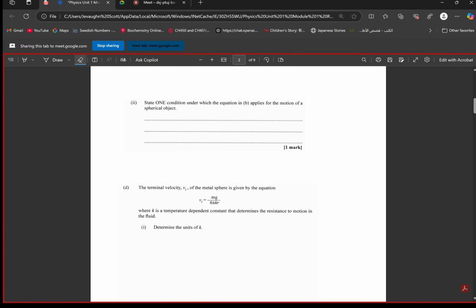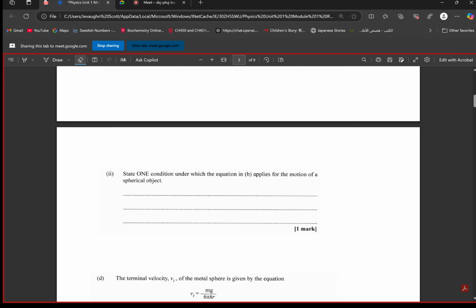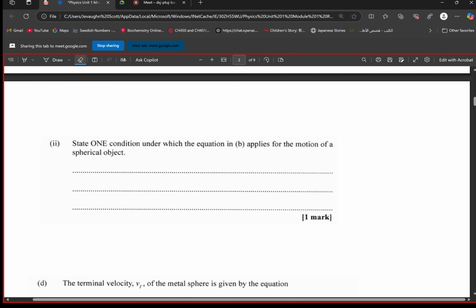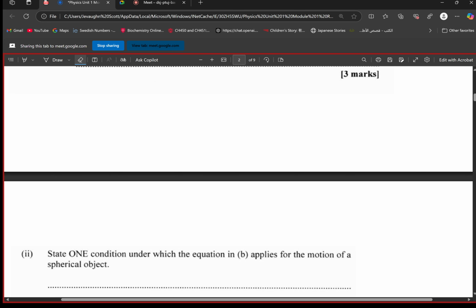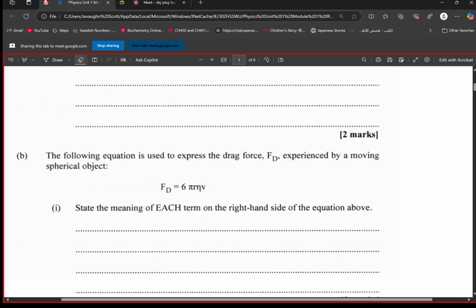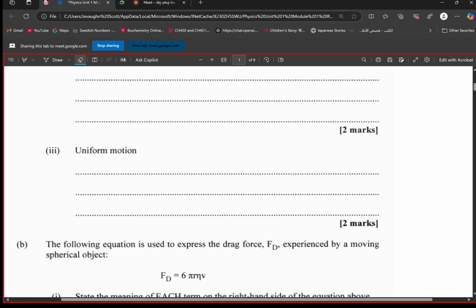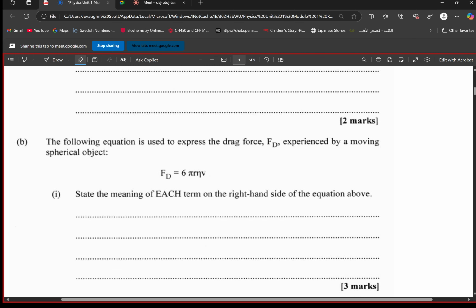So before moving on to question 2, let us have a look at this, which I skipped out. So we're stating one condition under which the equation in B applies to the motion of a spherical object, right? The equation in part B that we're referring to is generally F_D equal to 6 pi r eta v. So we're looking at one condition in which this is applicable.